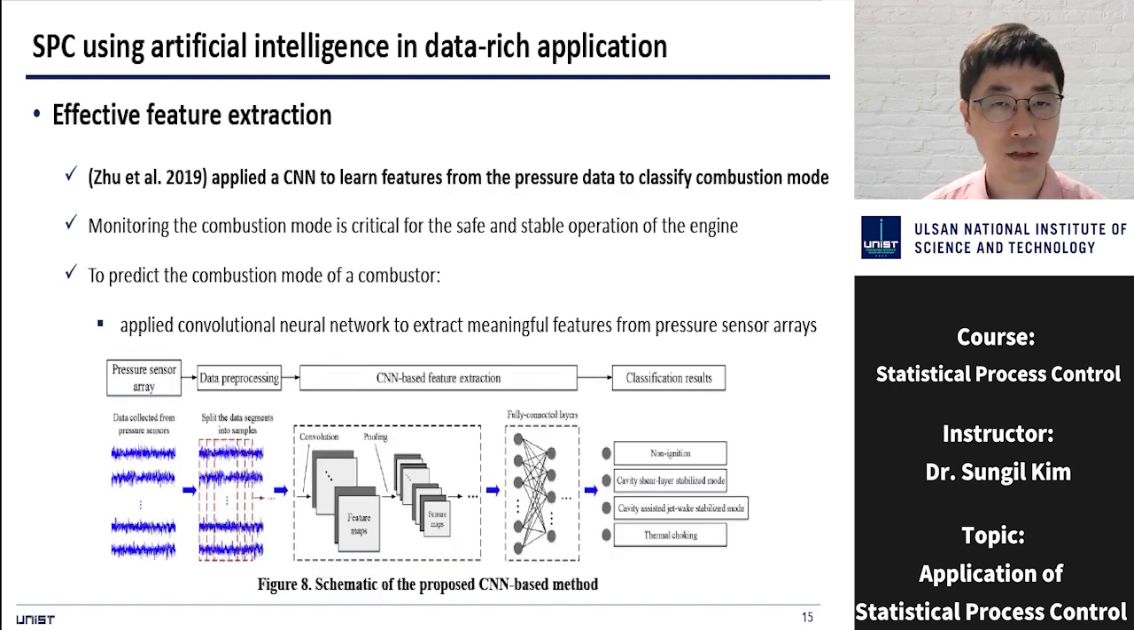Effective feature extraction from complicated data is an essential part of process monitoring. In supersonic combustion technology, monitoring the combustion mode is critical for the safe and stable operation of the engine. The authors of this paper applied CNN to extract meaningful features from pressure sensor arrays to predict the combustion mode of a combustor.